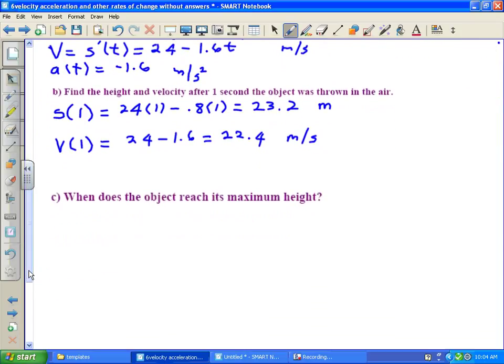Okay. Now, the first two questions you could have answered without any new topics learned today. It's just very, very intuitive, I think. But the next one will make you think for a moment, perhaps: when does the object reach its maximum height?